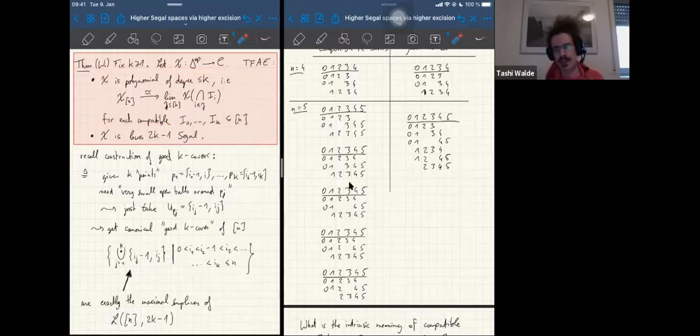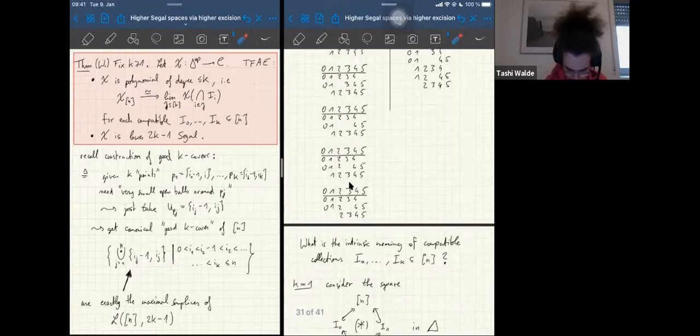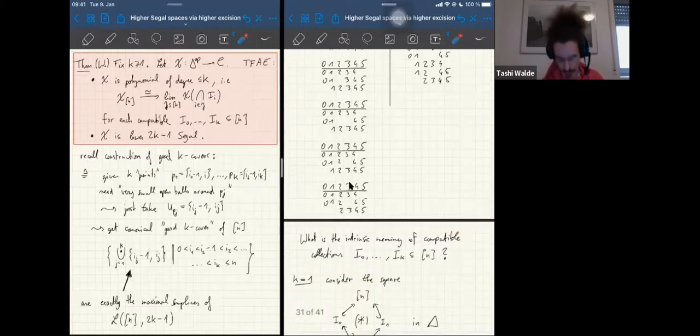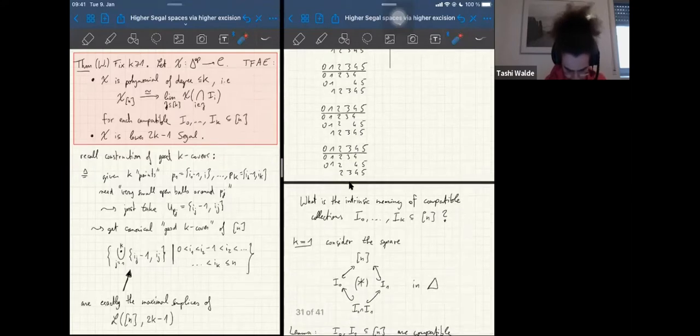I mean, I have somehow introduced it in this way by this informal analogy, but actually it turns out that this has a very concrete meaning in terms of category theory of the simplex category. And this is what I want to explain next. So what is the intrinsic meaning of such a compatible collection? So recall, compatible collection was this analog of these k-fold covers from manifold calculus. So let's look at the simplest case, k equal 1.